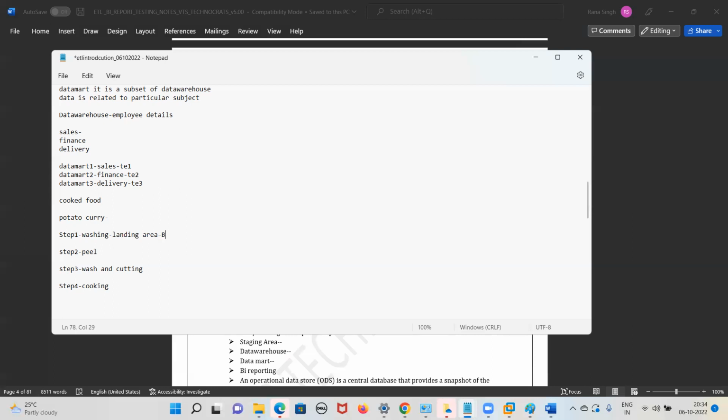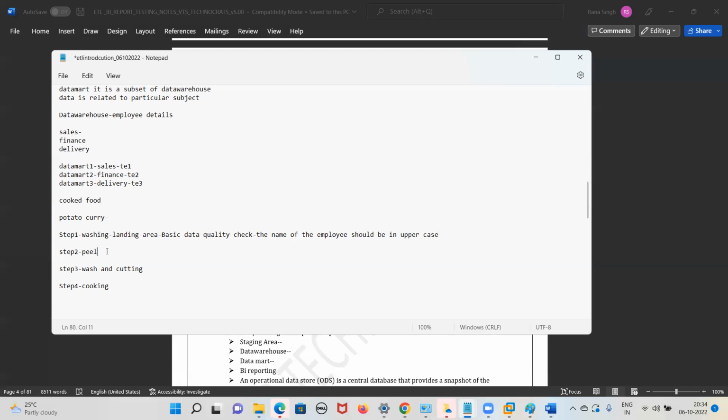So that means we do the basic data quality check in the landing area, like the name of the employee should be in uppercase. This is the basic testing done in the landing area.